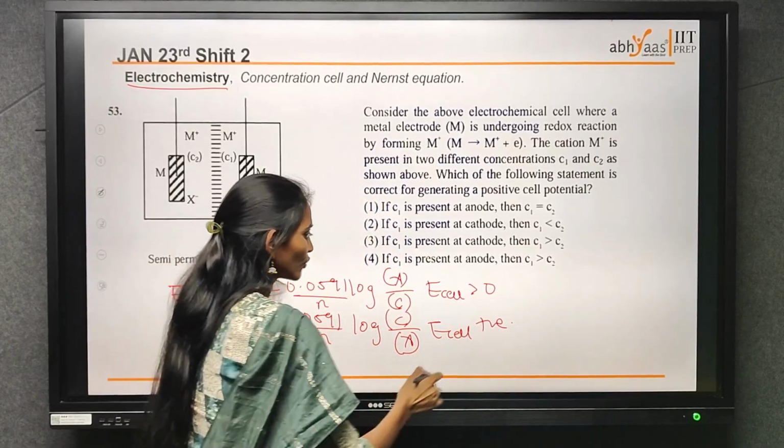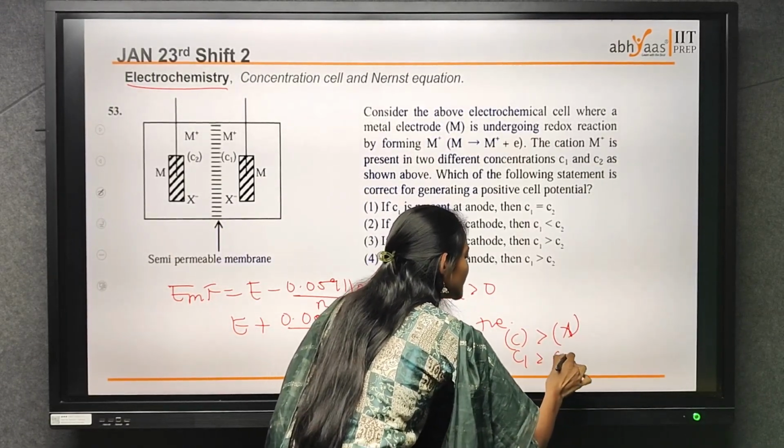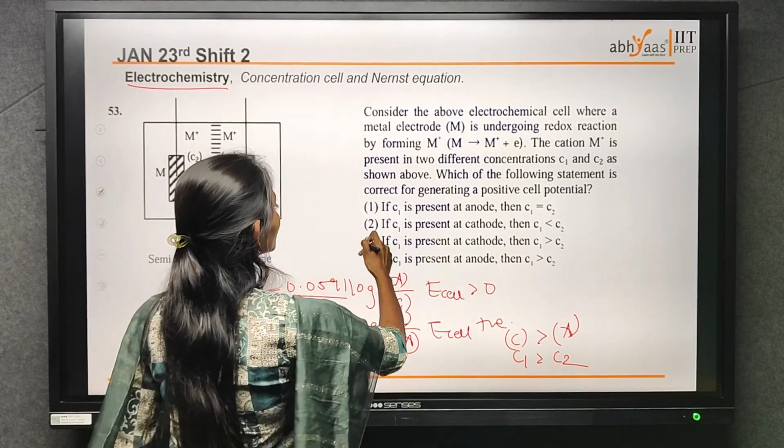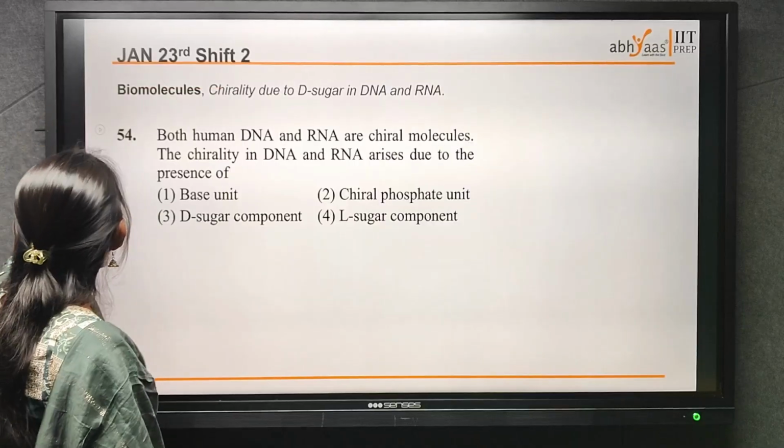Then here E cell will be positive, right? So cathode is greater than anode. That means C1 is greater than C2. Here the option will be 3. Right? Not that much tricky a question, a moderate one. Moving on to the next question.